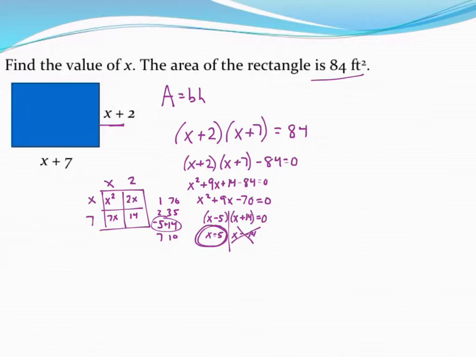If I want to check the answer, it's fairly easy to do. Let's take that 5 and plug it back in for our x and see how long the sides of the rectangle are. So this side must be 12 feet. 5 plus 7 is 12. This side must be 7 feet. And if I check and find the area, 12 times 7 does get me an area of 84 square feet.